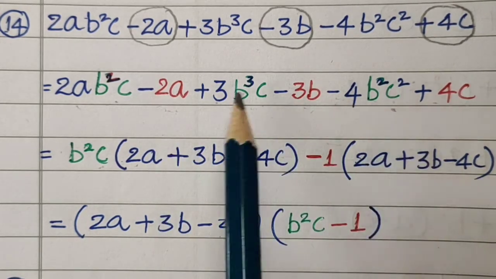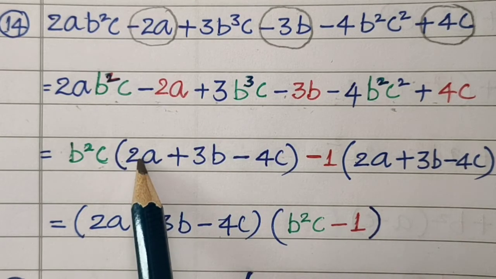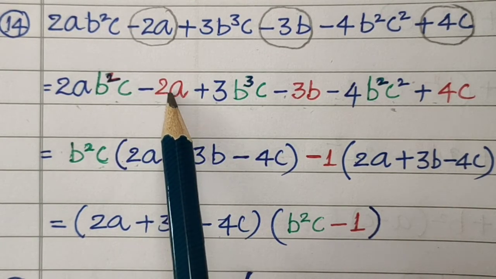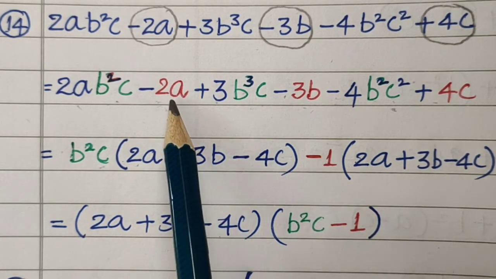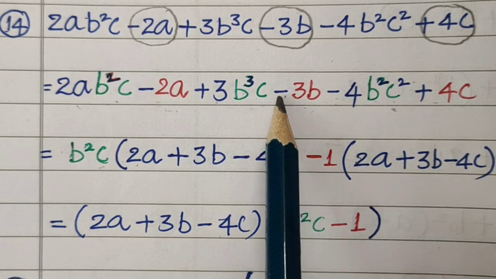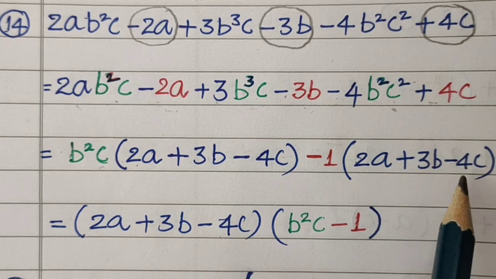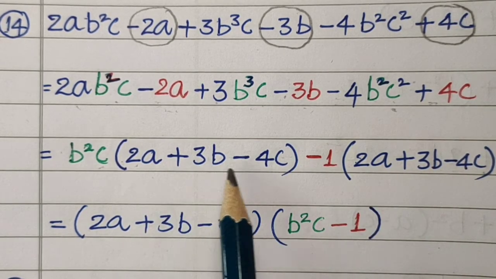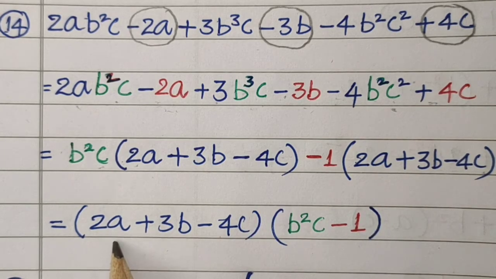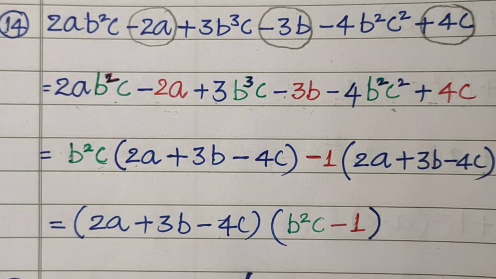Among these three, we will take out minus as common because we want plus 2a. That is why we are taking out minus. When you take minus 1 as common, we are left with 2a, then 3b, and minus 4c. Then 2a plus 3b minus 4c is common. We have taken that out as common, and we are left with b square minus 1.